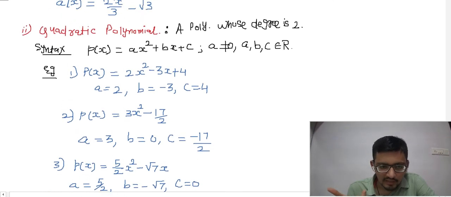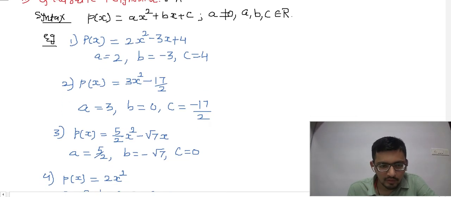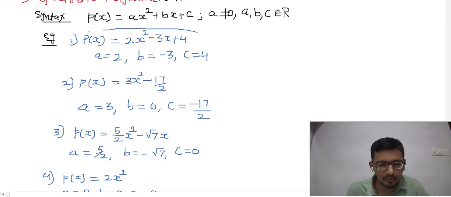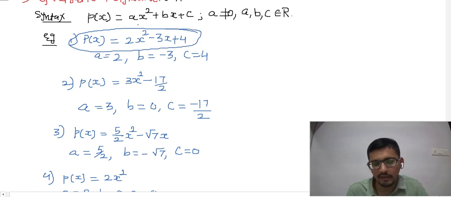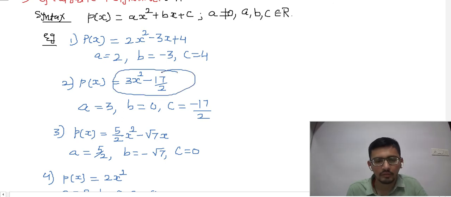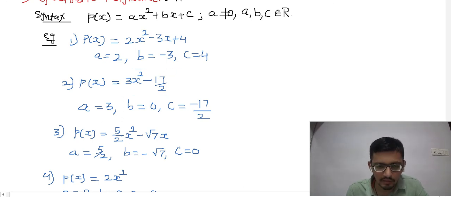And if I'm asking based on the number of terms, this example 1 is called what, a trinomial, right? If I'm asking this polynomial is of which type, you will tell trinomial, because 3 terms are there. Example 2 is which type of polynomial? You will tell binomial, because 2 terms are there.